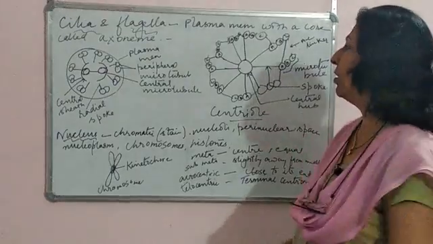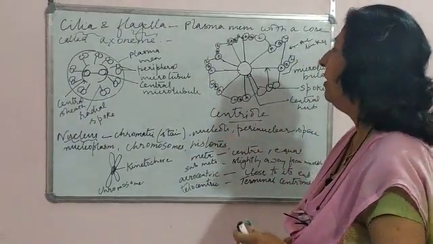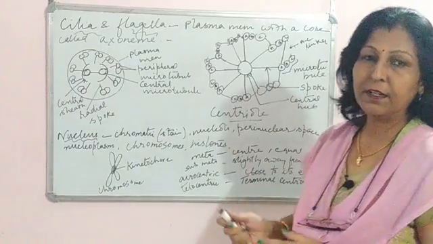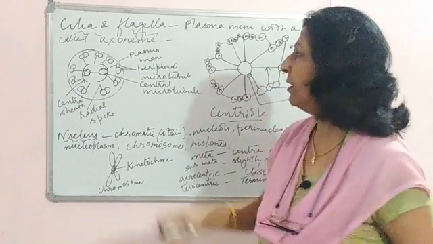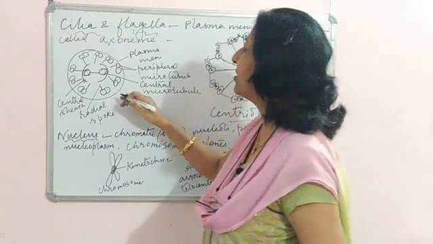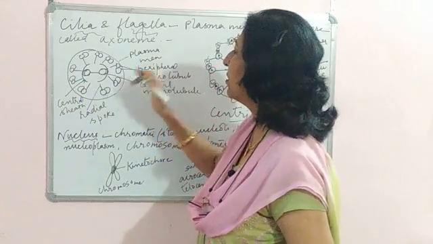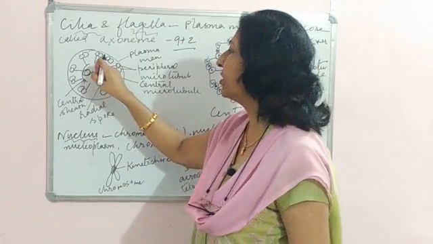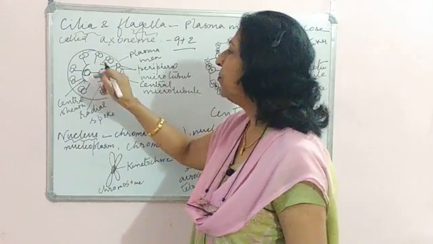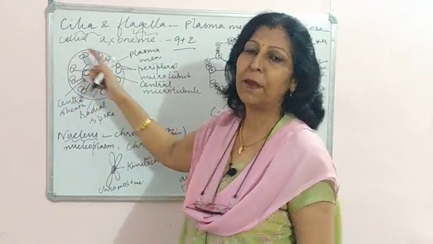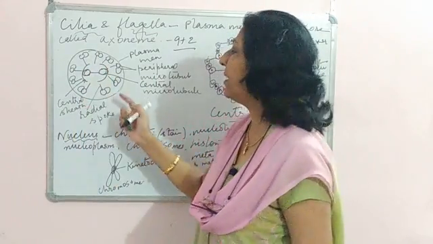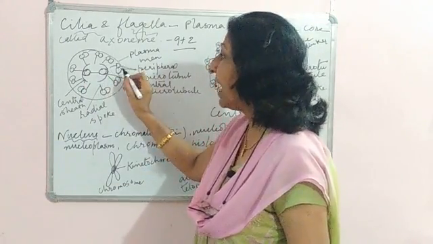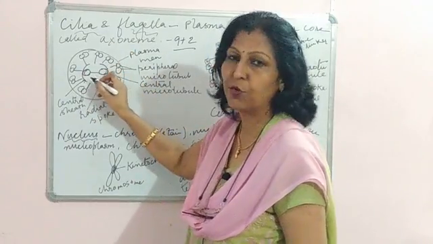So children, when we talk about cilia and flagella, they have a plasma membrane around them and a core which is known as the axoneme. When we study the section, we get this 9+2 arrangement. Why 9+2? Because these are microtubules arranged in 9 pairs. The peripheral 9 pairs are present, and you see the 2 central ones. So it is 9 pairs plus 2 in the center.